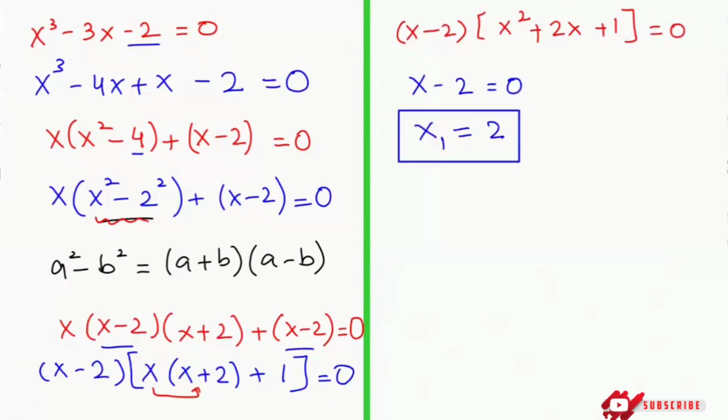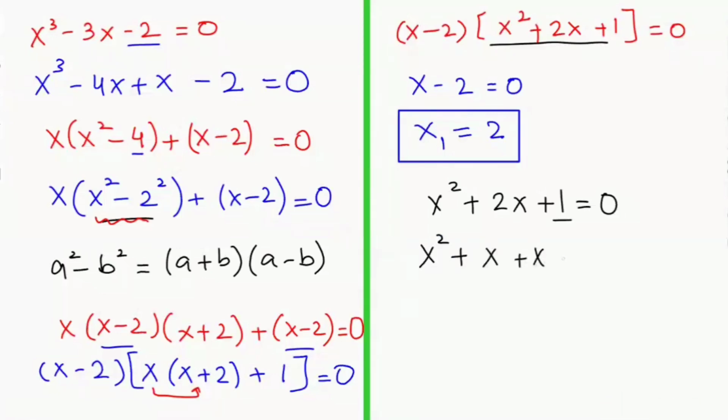Now I am going to solve this quadratic equation: x square plus 2x plus 1 is equal to 0. Here I will factorize this equation. This is our product, so I'm going to split the middle term: x square plus x plus x plus 1 is equal to 0.